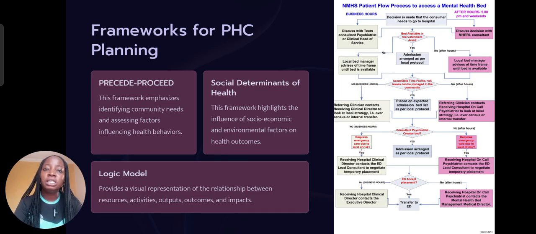The PRECEDE-PROCEED framework has to do with identifying community needs and then addressing the factors that influence health behaviors. Then we have the social determinants of health. This framework looks at the influence of socio-economic and environmental factors. Remember, health is not just the absence of diseases. It involves all those factors, social and environmental. So this particular framework looks at the influence of these factors on health outcomes. Then we have the logic model, which provides a visual representation of the relationship between resources, activities, outputs, outcomes, and impacts, and just looks at how they are all connected.